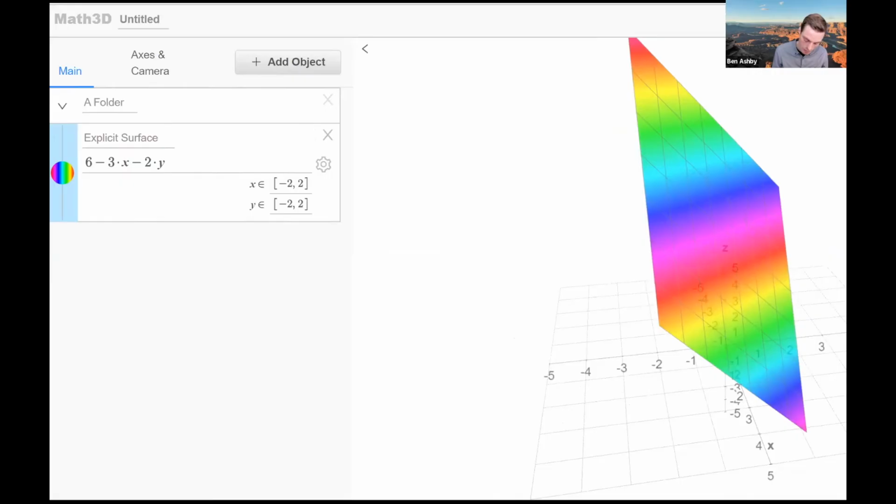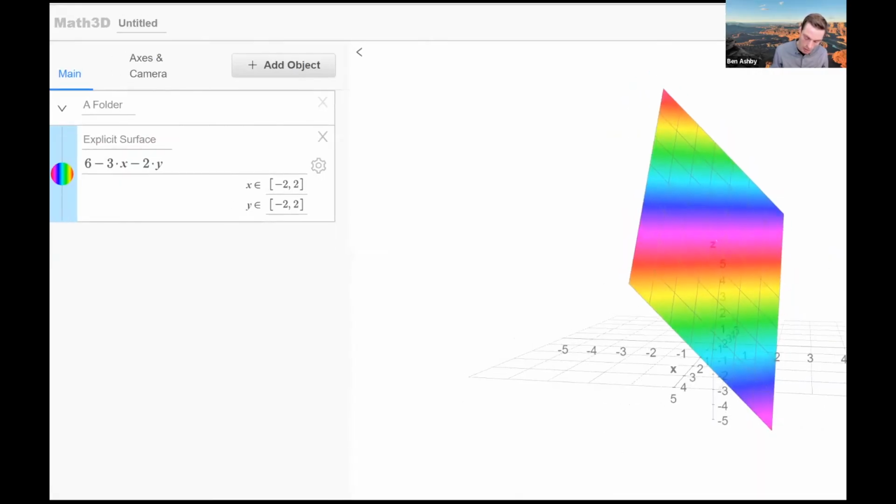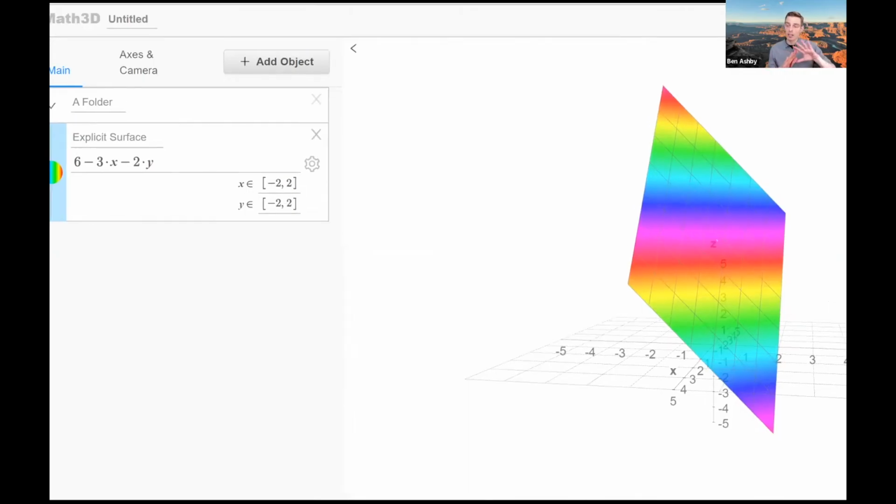Okay, so you can spin this around. It's a little bit clunky on this tablet that I've got. You can spin that around and see what's going on with these functions and get a bit of an intuition as to what those level curves actually mean.